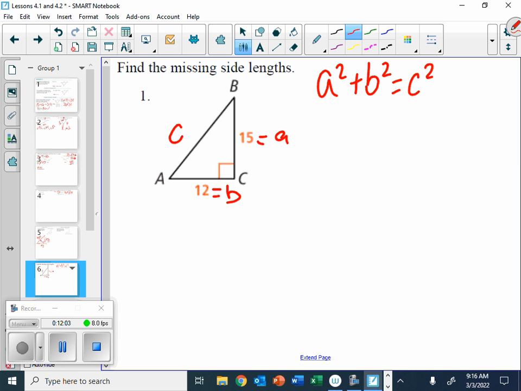All right, plug everything into this formula. A is 15. So 15 squared plus B, 12 squared, equals what I'm looking for, C squared. The goal is to get C all by itself. And remember, when you're squaring something, you're essentially just multiplying it by itself. So what is 15 squared?